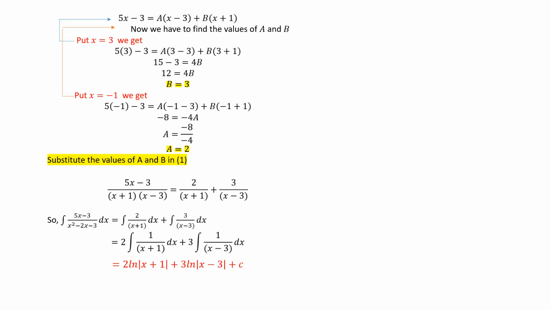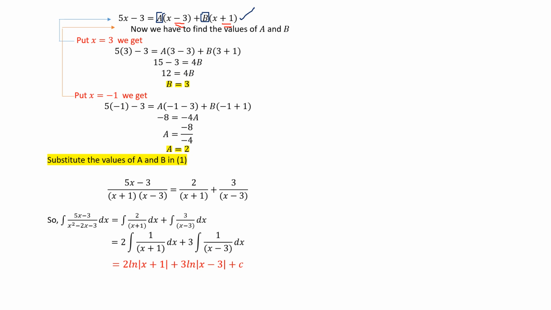So let me write the remaining values. We have 5x minus 3 is equal to a times x minus 3 plus b times x plus 1. Now what is my next step? In my next step, I need to find the values of a and b. To find the values of a and b, you have to look at the linear factors. Here I have minus 3, and in the second factor I have plus 1. So I have to take the opposite values.